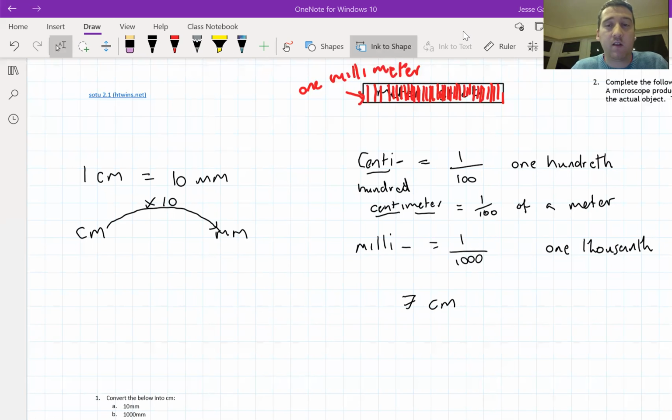So we would do 7. And what do I have to do? Well, every centimeter, I need to multiply it by 10 to turn it into a millimeter. So I've got 7 centimeters. I'm going to multiply it by 10 like this to turn it into millimeters. So 7 centimeters times 10 is equal to 70 millimeters, like that.